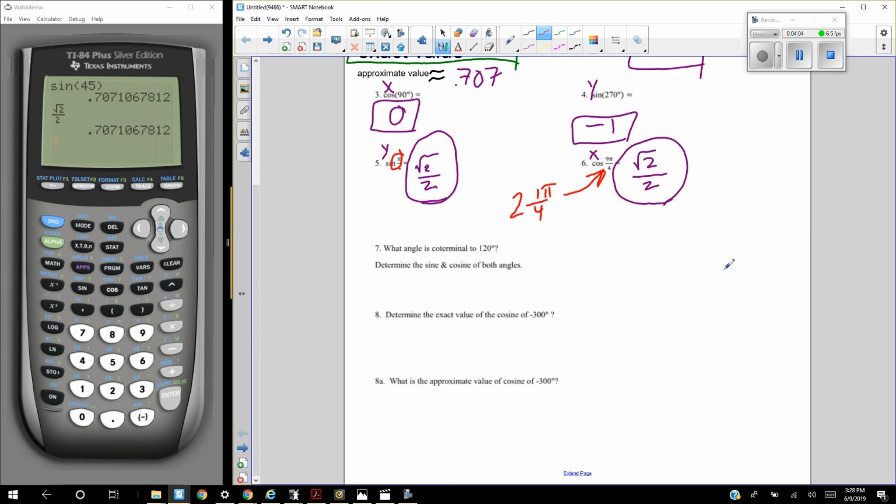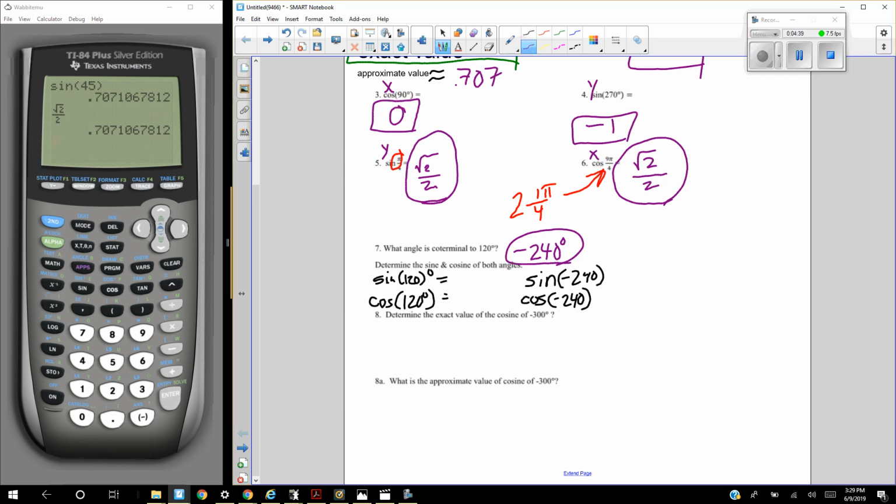This final problem wants to know what angle is coterminal to 120 degrees, and then it wants us to determine the sine and cosine of both angles. Well, coterminal to 120 is going to be -240, because the absolute value of those two angle measures adds up to 360 degrees. Now it wants us to determine, okay, what is the sine of 120?